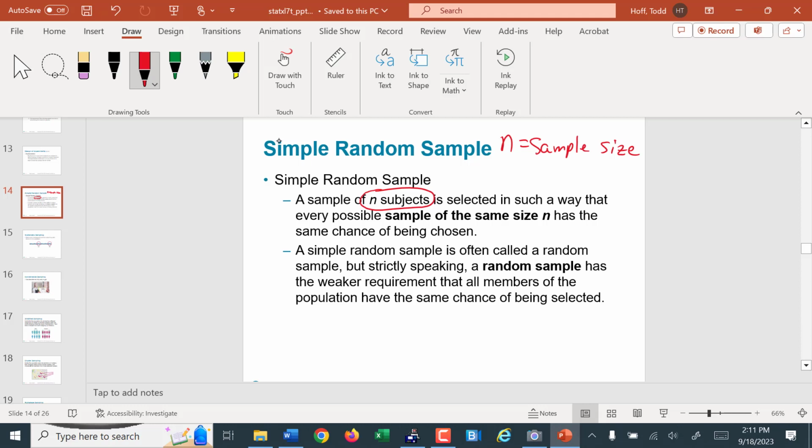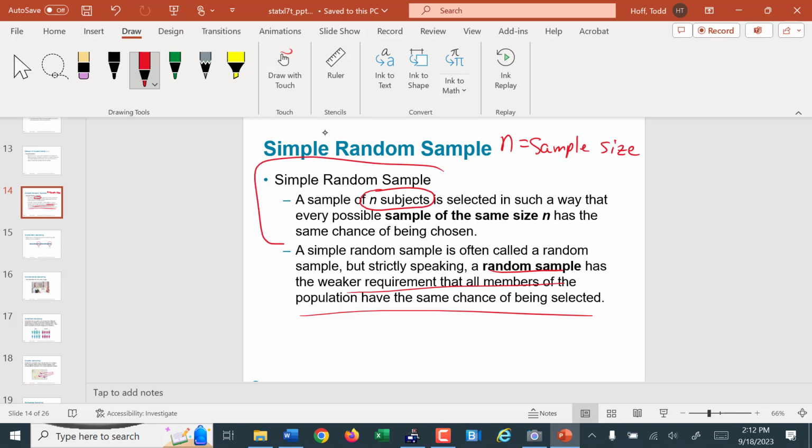Now, this is different than a random sample. A random sample is a little bit weaker. All that a random sample requires is that every subject in the population has the same chance of being chosen. And you might think, well, that sounds like the same thing, but there are processes that we can do that are random, but they're not simple random. And there are cases where if you're just looking to gather data to describe a group, those random processes might be a better way of eliminating any sort of bias in our samples. But they're not simple random processes, which means they cannot be used in some of our simple statistical analyses.